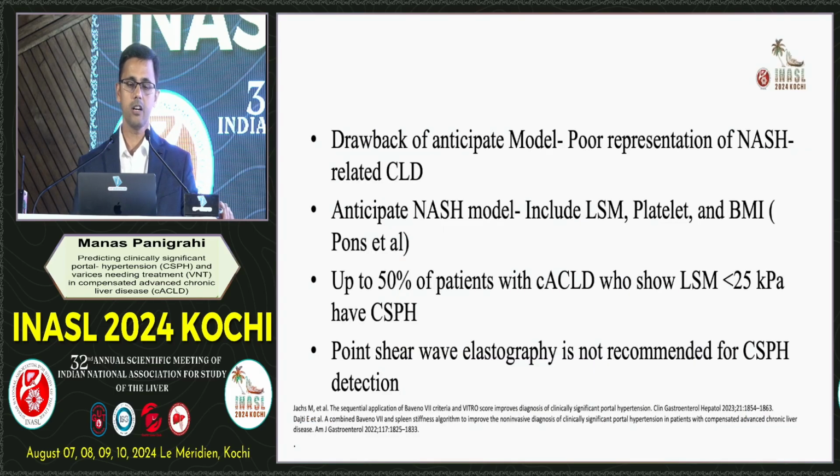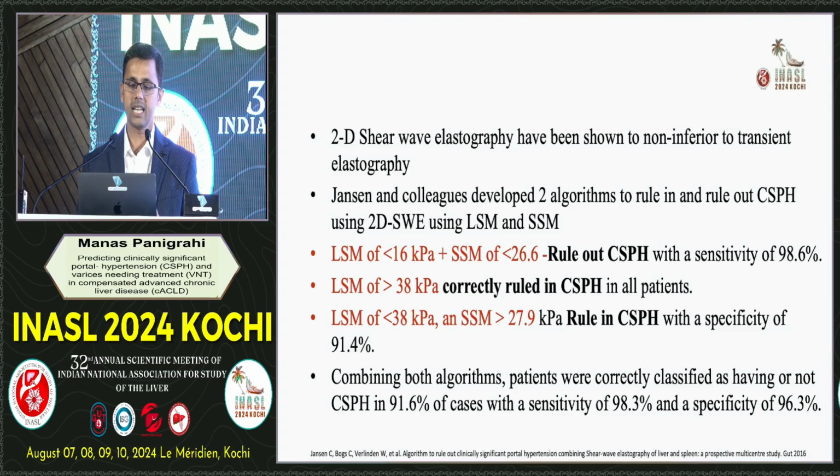The drawback of this ANTICIPATE model is that there is poor representation of NASH-related CLD. That's why Pons et al. have developed the ANTICIPATE-NASH model. They included LSM, platelets and BMI, and up to 50% of patients with cACLD who show LSM less than 25 have CHPS. So there are combination algorithms where LSM less than 16 and SSM less than 26 rule out CHPS with good sensitivity, LSM more than 38 rules in CHPS in all patients, and LSM less than 38 with SSM more than 27 rules in CHPS with a specificity of 91% in this study.